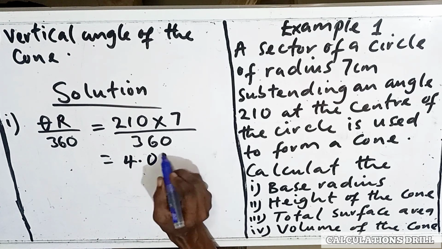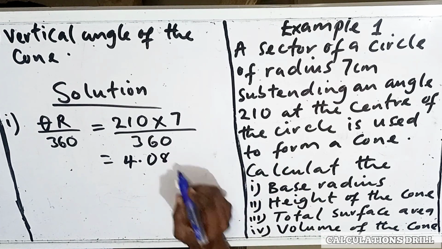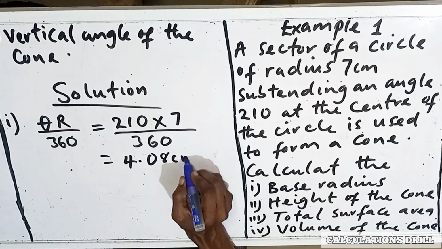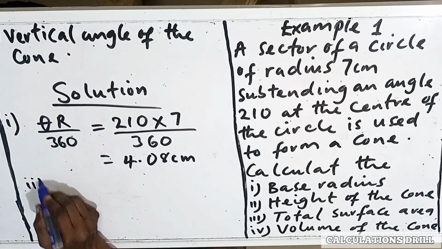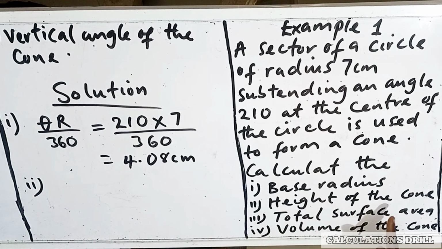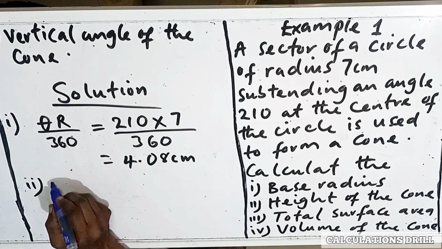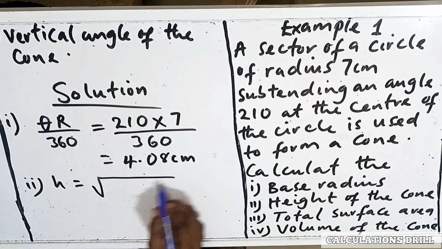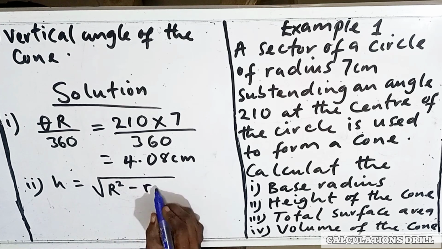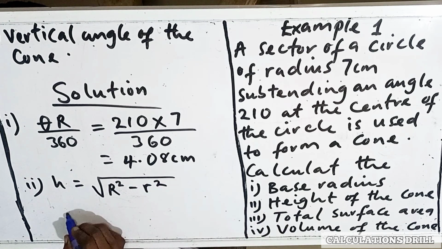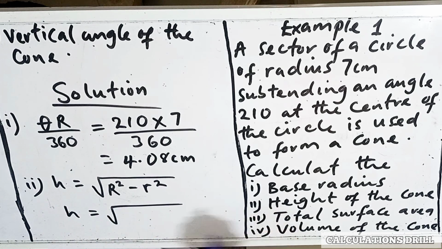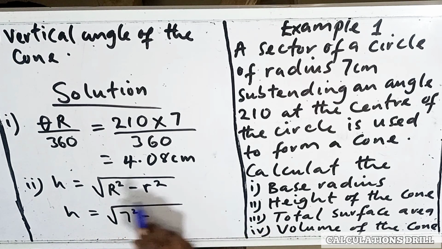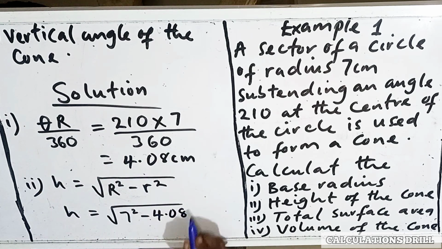When we do that, that will give us 4.08 centimeter. Then the second one is the height of the cone. That is the next thing we want to calculate now. The formula is the square root of big R squared minus small r squared. Our big R is the radius, then the small r is what we just got. Then h equals 5.69 centimeter.